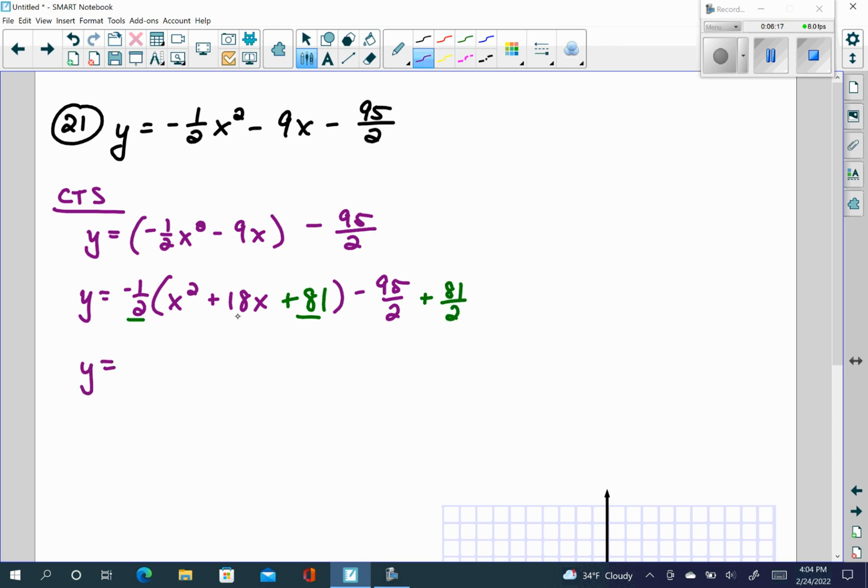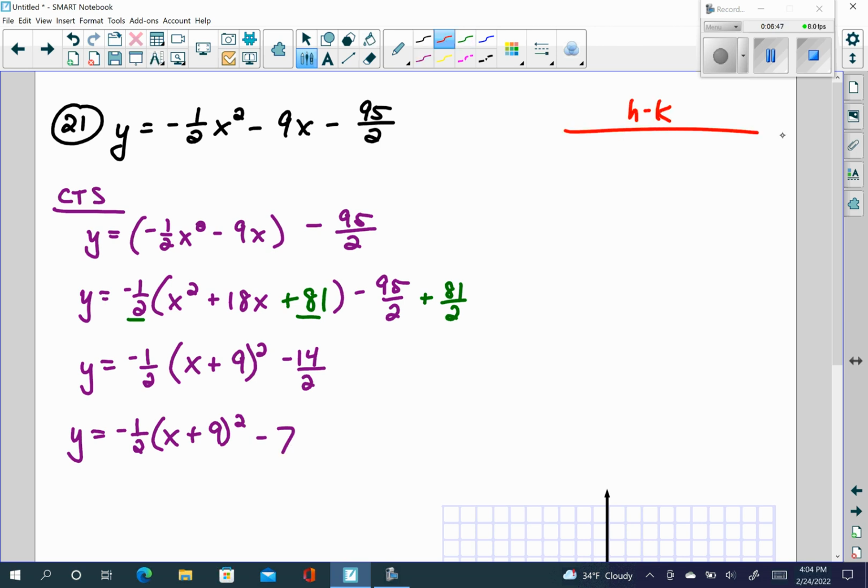So we're going to factor this perfect square trinomial now. Still leave the negative 1/2. This will become the quantity x plus 9 squared. Again, we're just factoring this. And then over here, negative 95, these have common denominators. Negative 95 plus 81 is negative 14 over 2, which will turn into a negative 7. So the vertex form here is negative 1/2 times the quantity x plus 9 squared minus 7.